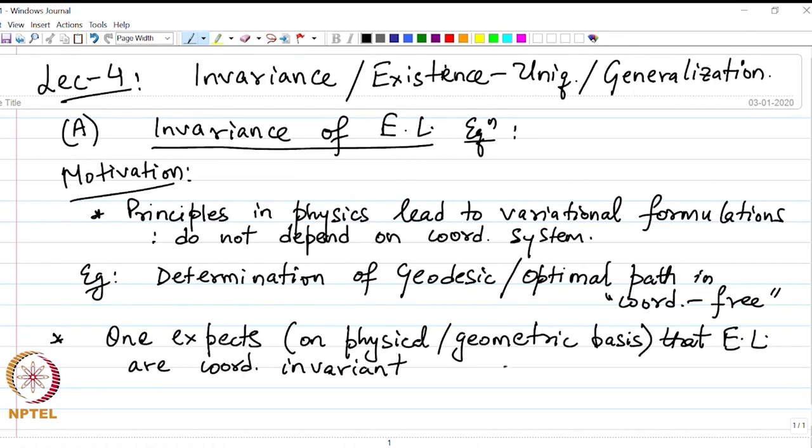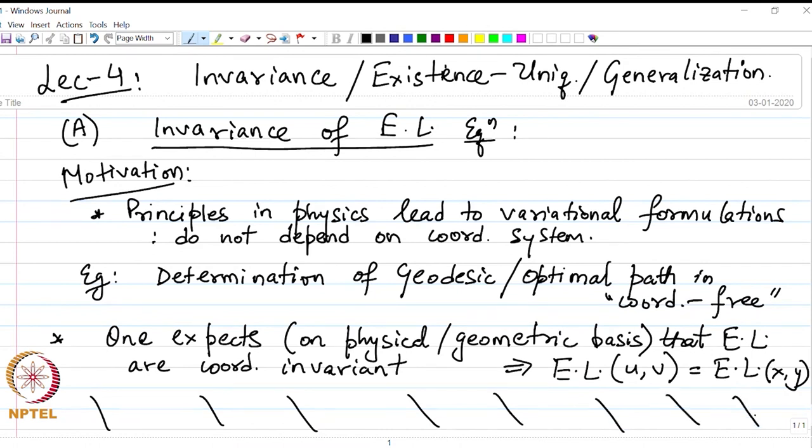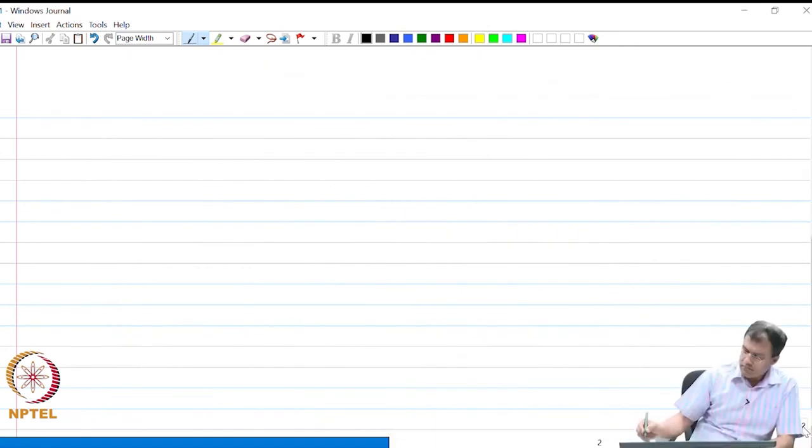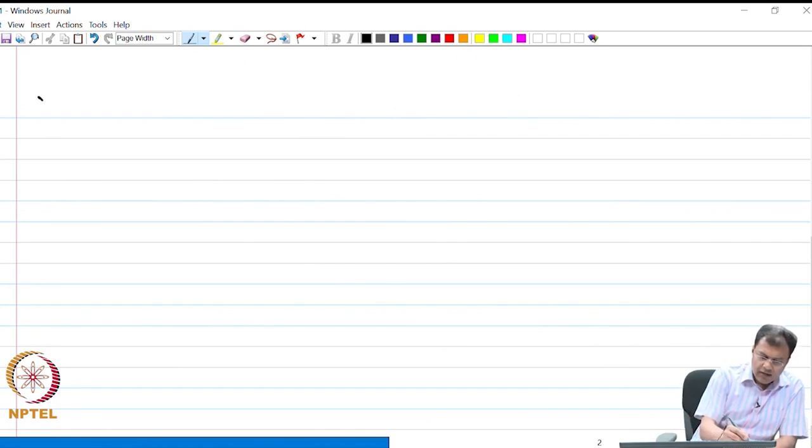What I have just said is, if I were to find the Euler-Lagrange equation with respect to any frame u v, let us say variables u v which represent another coordinate frame, that should be the same Euler-Lagrange equation that we described so far in the earlier lectures in the Cartesian coordinate frame, right. So let us continue this discussion in a more rigorous fashion. So let us look at a coordinate transformation.